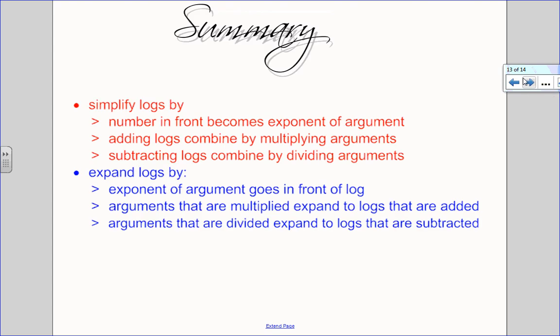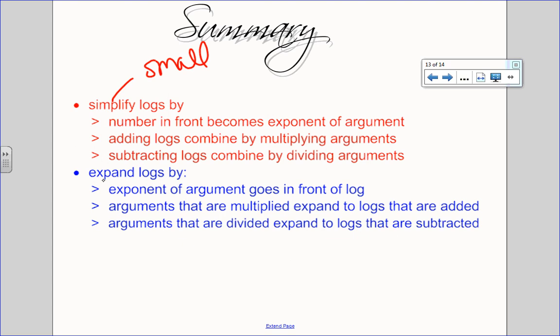So to summarize, when you simplify logs, you're making them simpler, you're compacting them. Numbers in front go up, adding becomes multiplying. Subtracting logs are combined by dividing the arguments. When you expand, you're making it bigger. So exponents of the arguments go down in front. Arguments that are multiplied are expanded by adding the logs, and arguments that are divided are expanded by subtracting the logs. So just remember that simplifying makes it smaller, you're trying to compact it, while expanding makes it bigger.